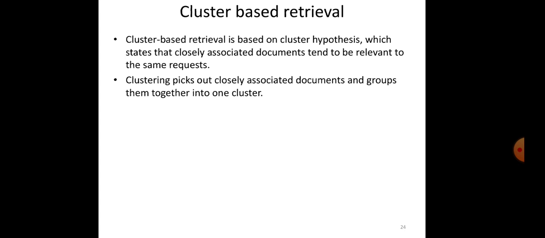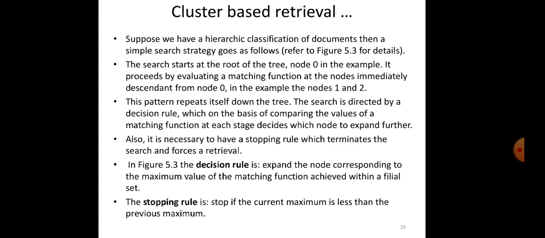Here the clustering picks out closely associated documents and groups them together to form one cluster. So one cluster contains only related documents. Hope it is clear. So here we have a hierarchical classification of documents. We discussed that in the last module: how can we hierarchically classify clusters? Here we are going to discuss a simple searching strategy that can be applied to a cluster.